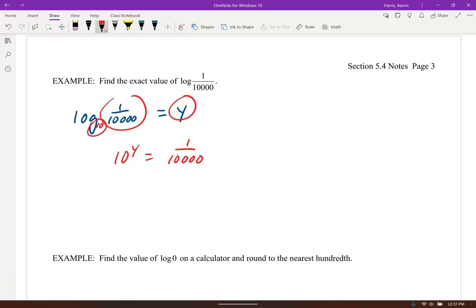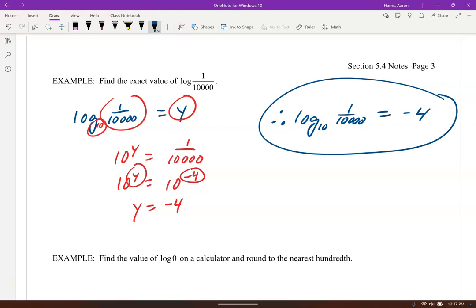Well, let me rewrite 10,000. 10 squared is 100, 10 to the 3rd is 1,000, 10 to the 4th, right? This is the same as 10 to the negative 4. 10 to the negative 4 is 1 over 10 to the 4th, or 1 over 10,000. So our y must be negative 4. Therefore, since we found y, our answer is negative 4. This means log base 10 of 1 over 10,000 is negative 4.